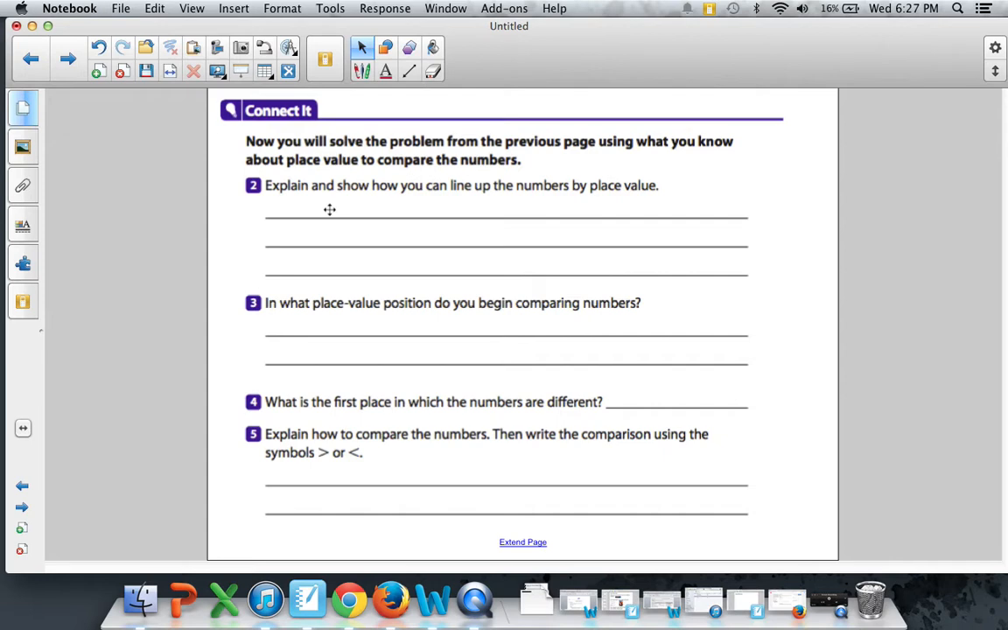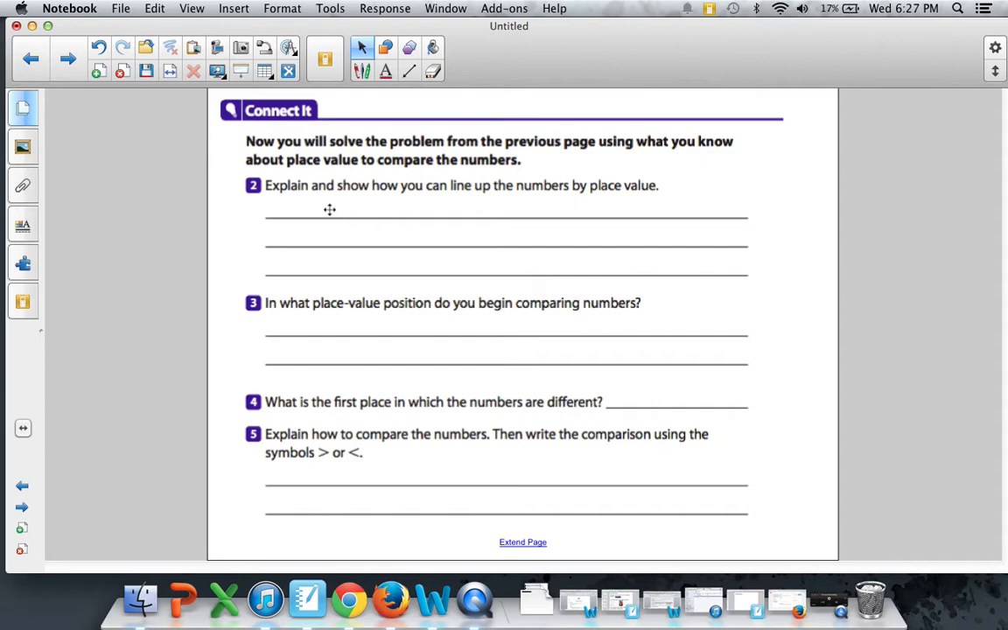So what you're going to need to do, if you got your workbook handy, and I hope you do, and I don't have this on the screen, but I have the problem on the screen, but what you need to look back at, not on the screen. So take out your workbook, and, well, you probably have it out. Duh, you're doing your homework. And look back at page 10. And it says, explain and show how you can line up the numbers by place value.